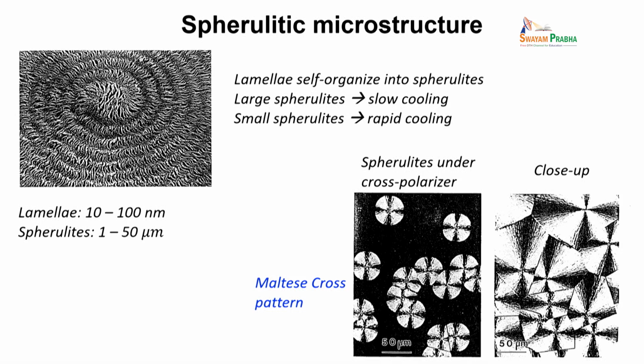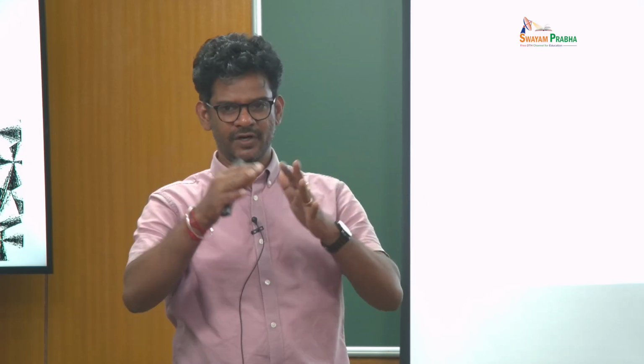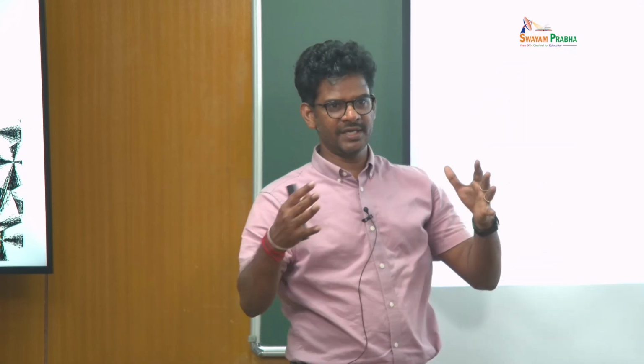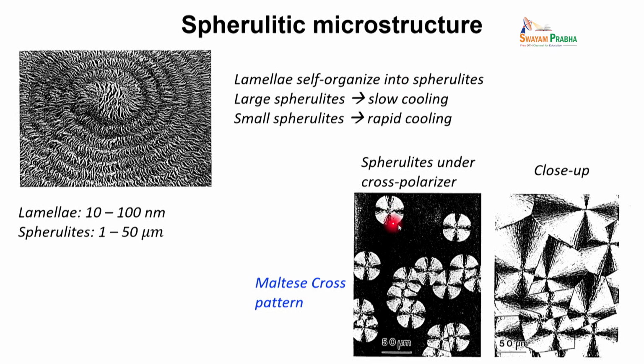Now, another level of organization is that once these lamellae form, they can also self-organize into much larger structures, and those structures we call spherulites. So, lamellae self-organizing into large spherulites. What you see here, each one of the small threads is actually a lamellae. Imagine a very large number of lamellae coming together and forming these big networks. You can actually see these structures in a cross-polarized microscope. You will see this kind of pattern which we call the Maltese cross pattern.